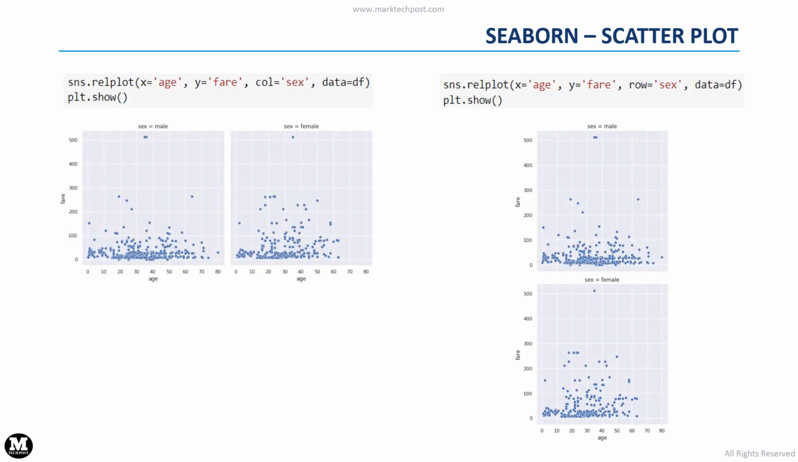We can also draw a different plot based on the values of a third column. In this case, we create a different plot based on the sex column values. We can specify if we want to draw the plots on different columns or rows.